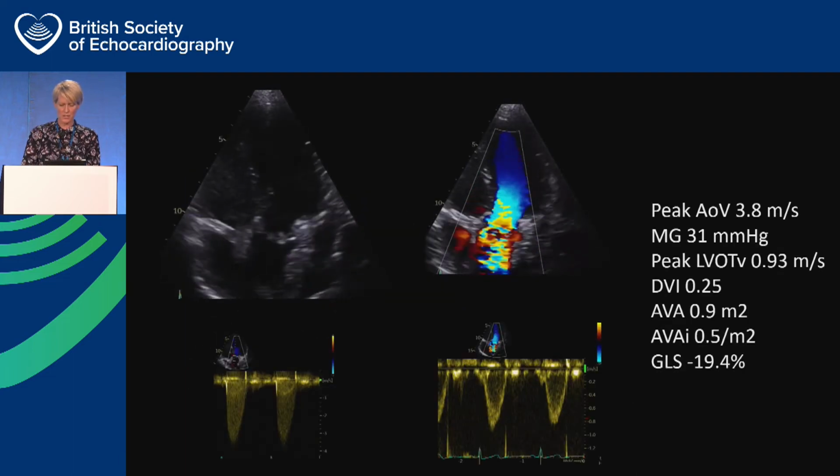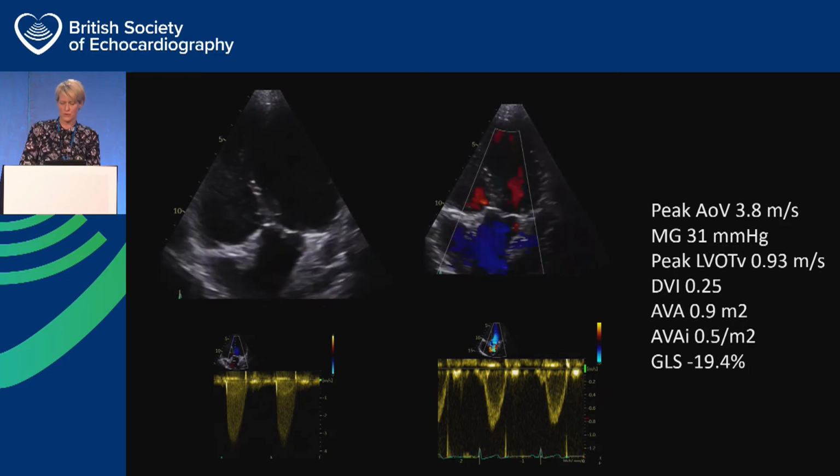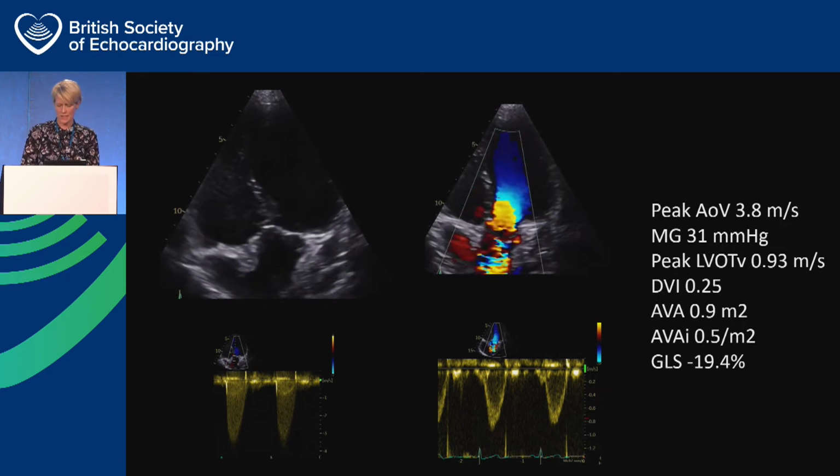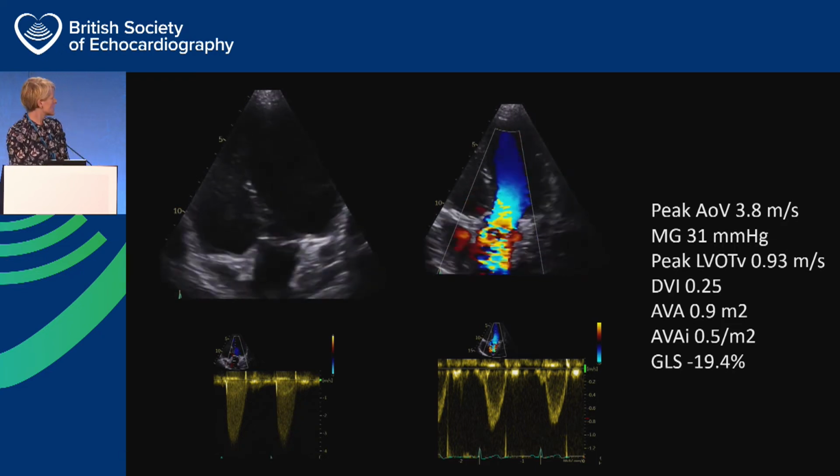This is another pregnant patient. On many echoes she had a peak velocity across her valve of 4.2, 4.3 metres per second. This particular scan, 3.8. And the crucial thing that we often look at is the strain.